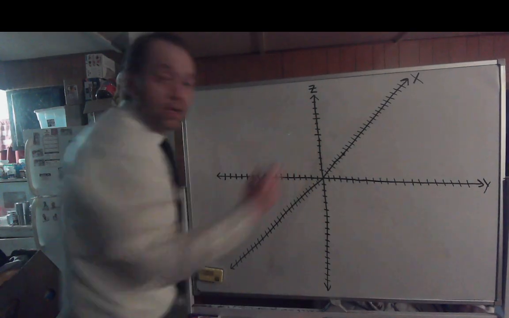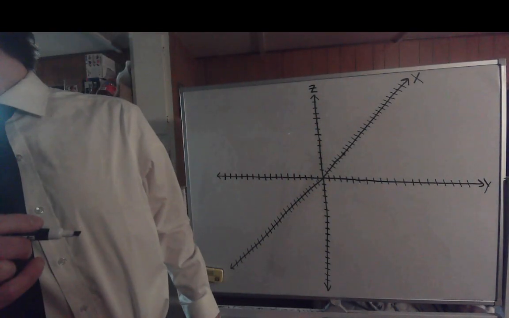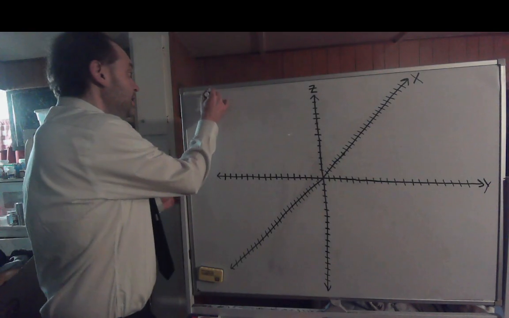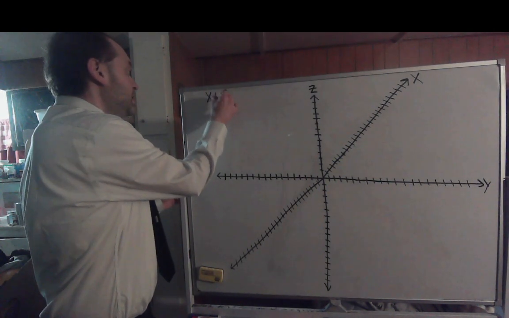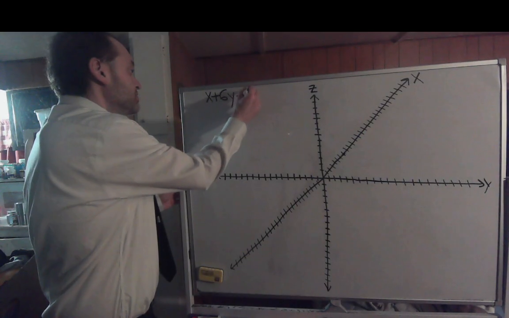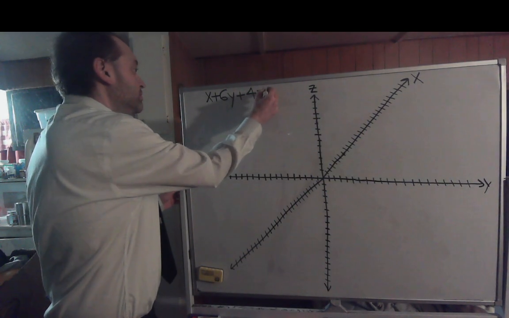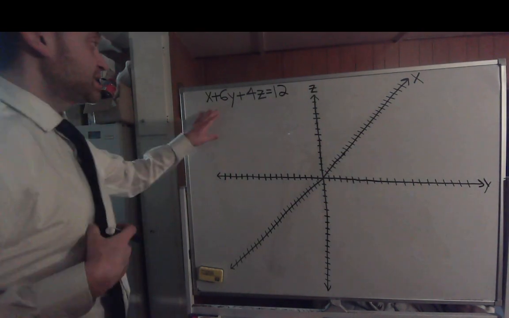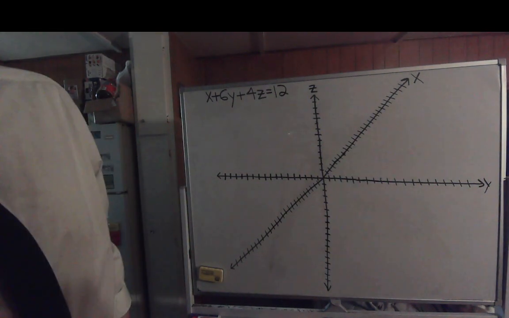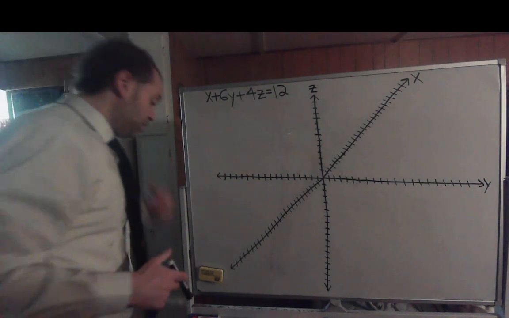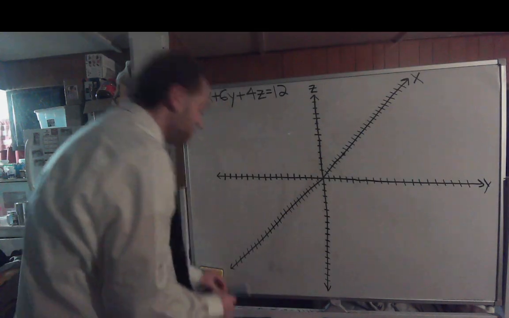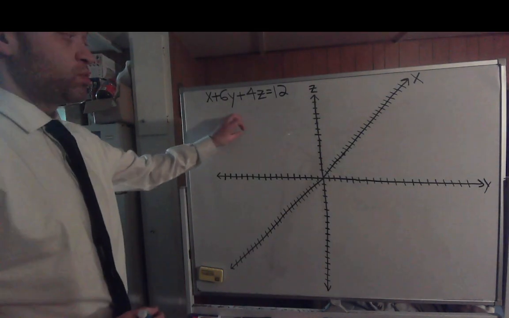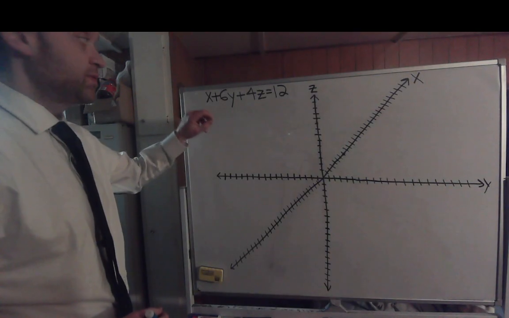Alright, what do we got next? x plus 6y plus 4z equals 12. So we're going to work with x plus 6y plus 4z equals 12. Well, again, start out by finding your x-intercept. So set both y and z equal to 0 to solve for your x-intercept.